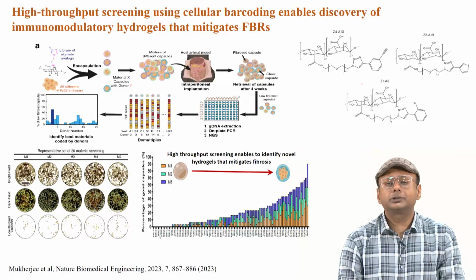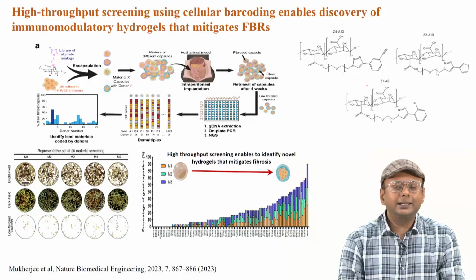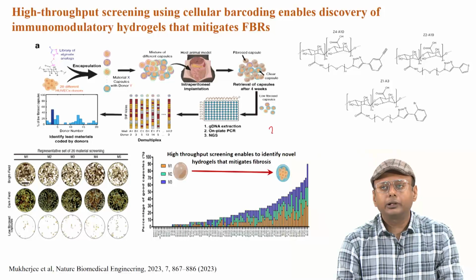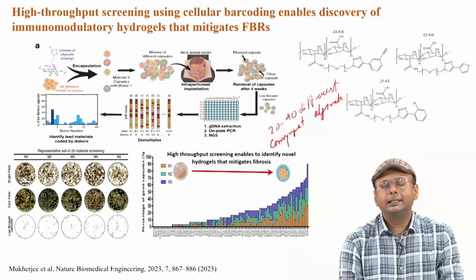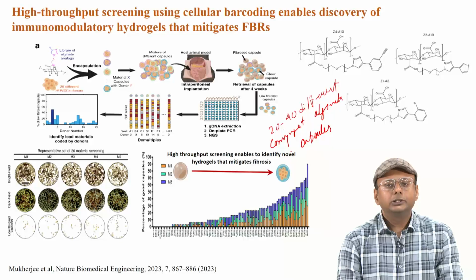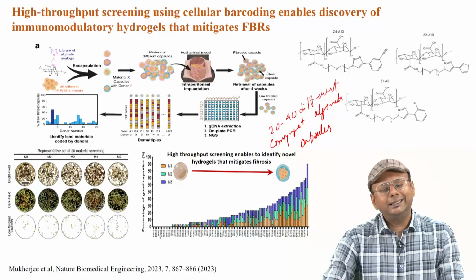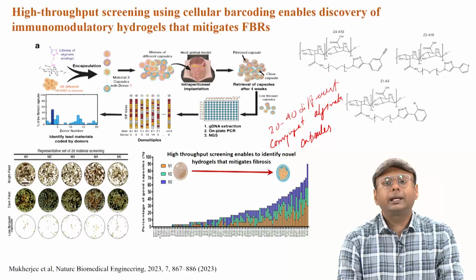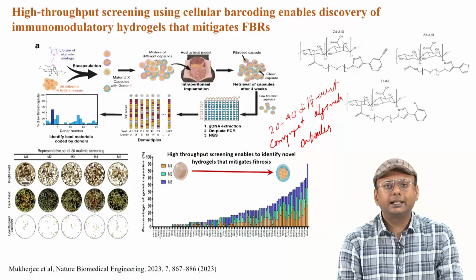So we developed a high throughput screening approach using a genetic barcoding strategy, where we can combine 20 to 40 different conjugated alginate capsules and implant them inside the mouse. Right. So we implanted those 20 to 40 capsules, each with a specific genetic barcode, inside the mouse, and we kept them for about a month inside the animal, and after the retrieval we did the microscopic imaging.